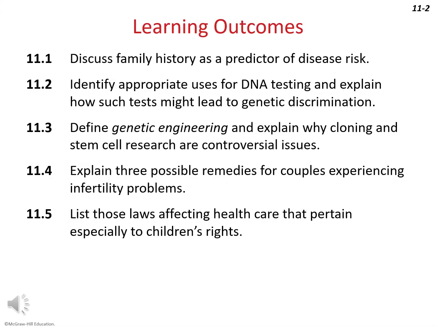The learning outcomes for Chapter 11: discuss family history as a predictor of disease risk, identify appropriate uses for DNA testing, and explain how such tests might lead to genetic discrimination, define genetic engineering and explain why cloning and stem cell research are controversial issues, explain the 3 possible remedies for couples experiencing infertility problems, list those laws affecting health care that pertain especially to children's rights.